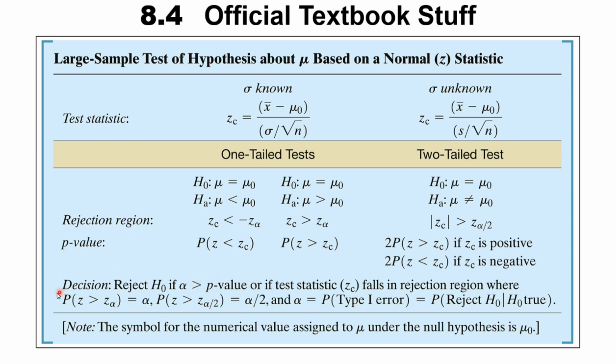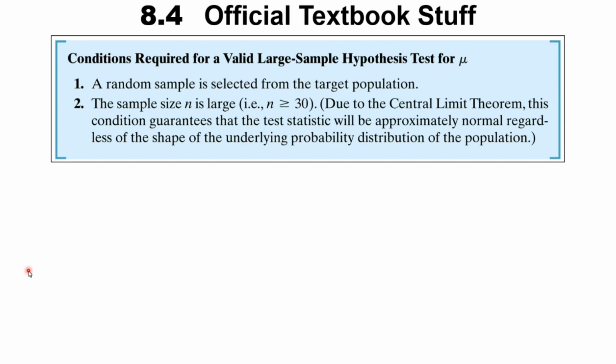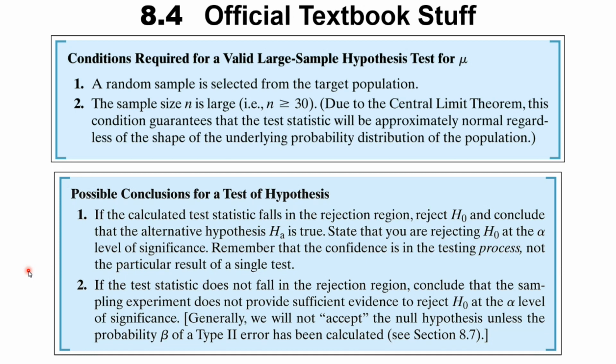Okay, so there's a lot of notation here, textbook notation, but again, these things don't make too much sense until you see them in the context of some examples. All right, so conditions required for a large sample hypothesis test about mu: we often want to consider what conditions are required, what is the fine print here? Number one, a random sample is selected from the target population, and two, our sample size is large, i.e. n is at least 30. This way, the central limit theorem will hold. Okay, so our possible conclusions are always going to be either reject the null hypothesis, that's one option. We reject the null hypothesis if our test statistic is weird.